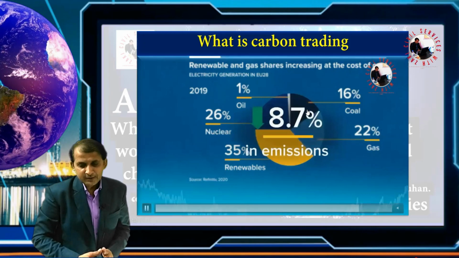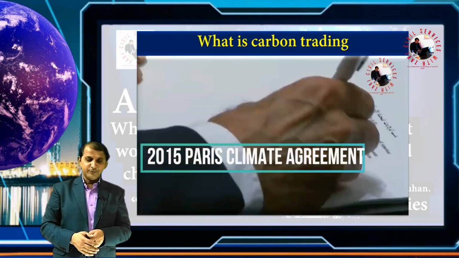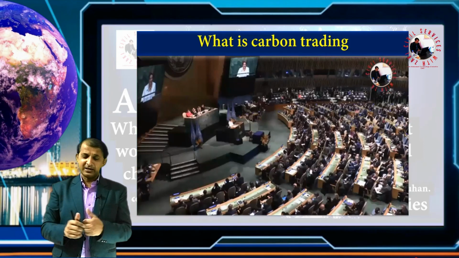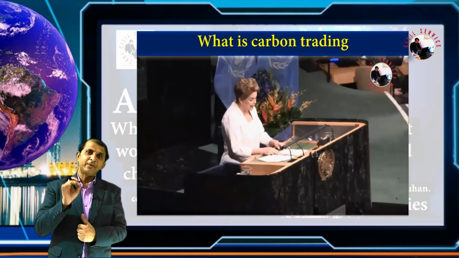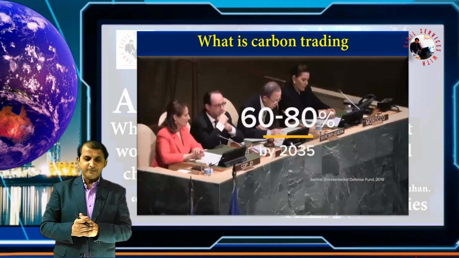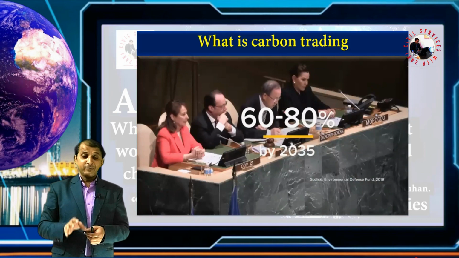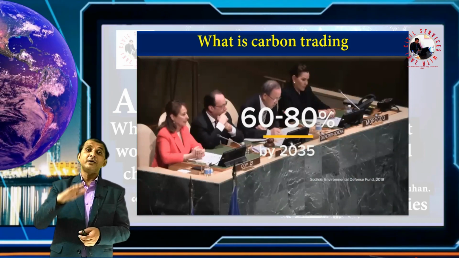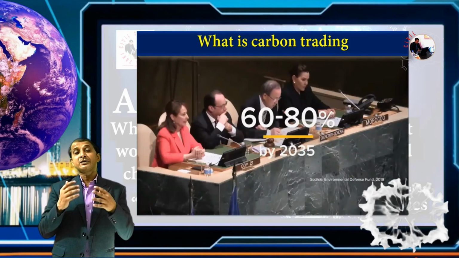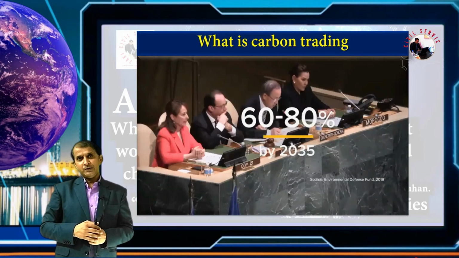Totally, there was an 8.7% reduction in emissions. And as you know, the 2015 Paris Climate Agreement, which we discussed earlier, has Article 6 that also deals with this carbon trading system. In this scenario, by 2035, a 60 to 80% greenhouse gas reduction is expected. That's why carbon markets and carbon trading are significant for fighting climate change.